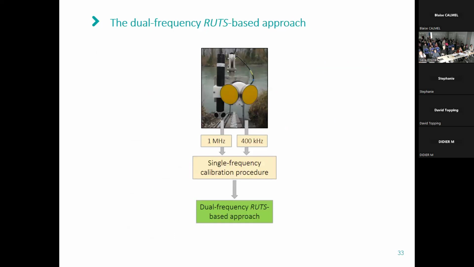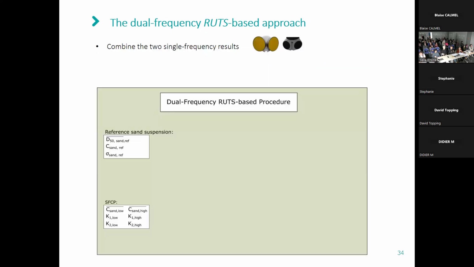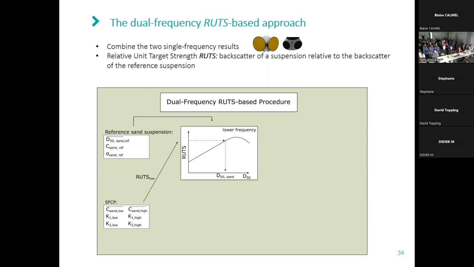I used the results of the single frequency calibration procedure for the dual frequency-based roots approach. Here I combine the results of the two single frequency results, and I also use the results of our reference sand suspension. I then determine the roots relation for the lower frequency HADCP, which is in our case the 400 kilohertz instrument, and I use the information of the results of our single frequency calibration to determine our grain size for a specific acoustic measurement.